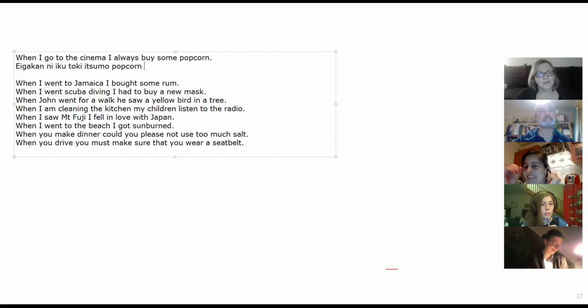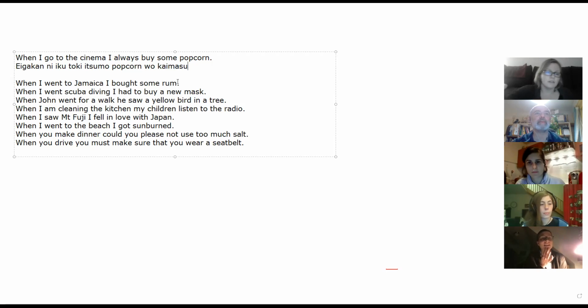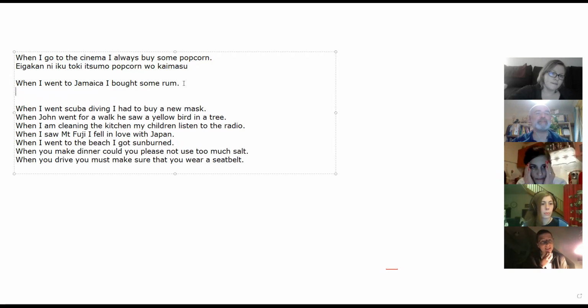Eigakan ni ikutoki itsumo popcorn o kaimasu. Very good. Excellent. Can you read it one more time, please, Annika? Eigakan ni ikutoki itsumo popcorn o kaimasu. Very good. Well done. No punches in the face for you today.